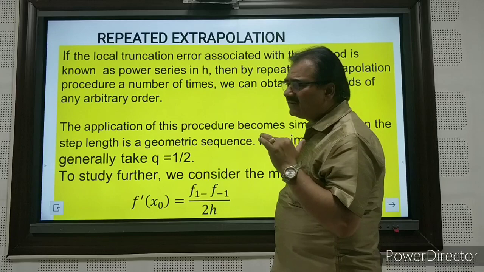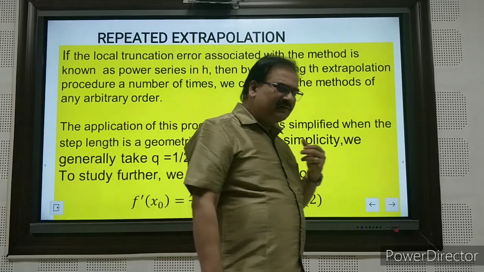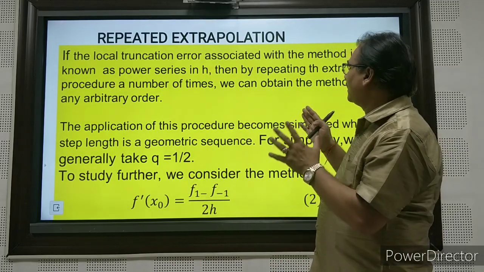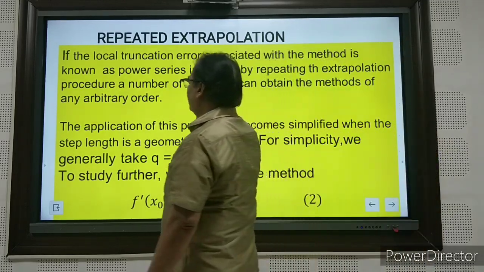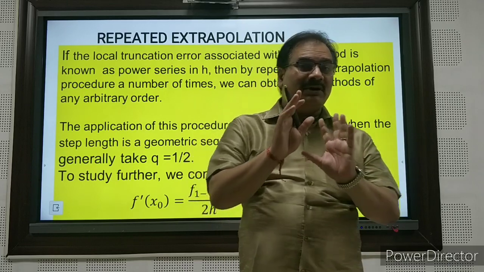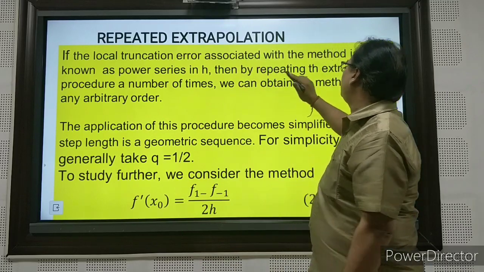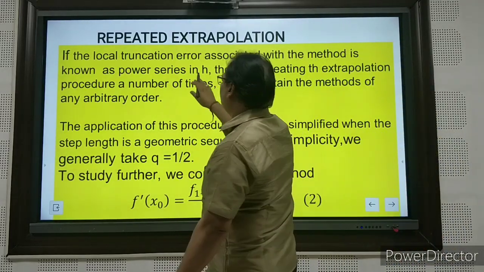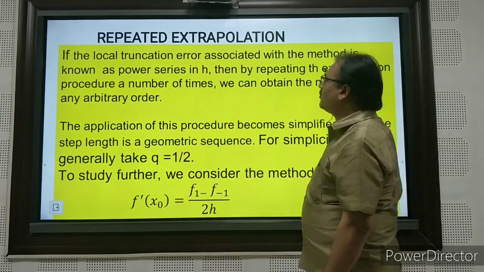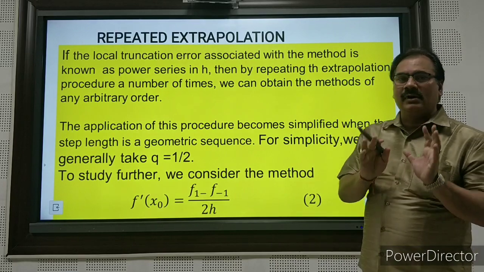Now there is a second nature of extrapolation which is used in Romberg's integration, known as repeated extrapolation. Let us look at what we mean by repeated extrapolation. In the first part, we discussed the round-off error and its limitation. Now, if the local truncation error associated with the method is a power series in h, you know the nature of the truncation error, then by repeating the extrapolation procedure a number of times, we can obtain a method of any arbitrary order.